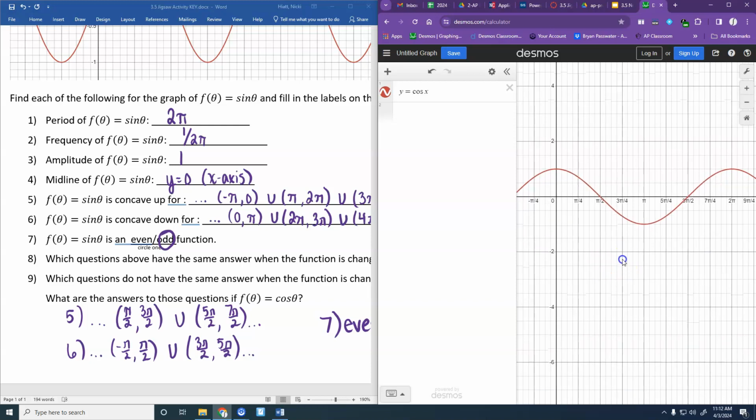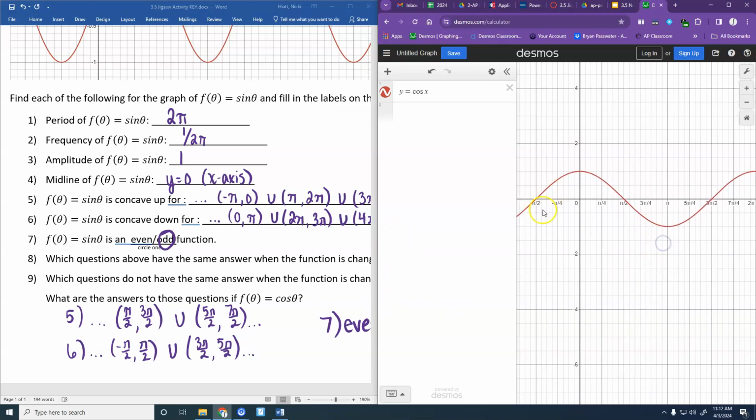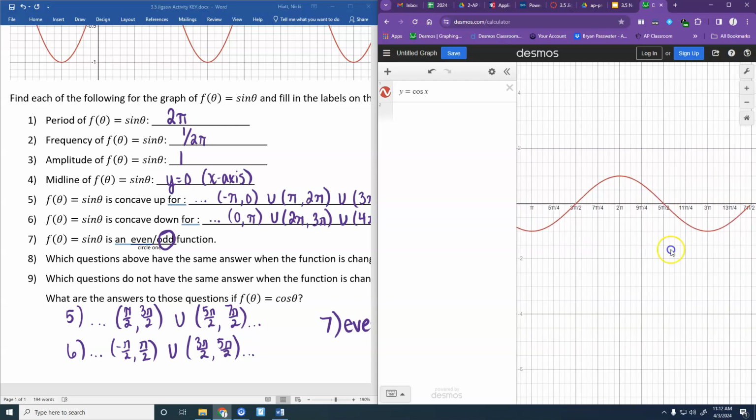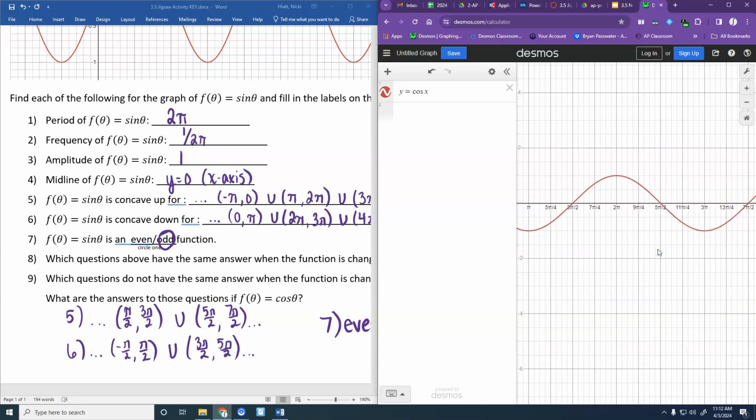And then for 6, it's the in-between. So negative pi over 2 to pi over 2, you're concave down, and then 3 pi over 2 to 5 pi over 2, and that continues on as well. The graph of cosine is just sine slid over to the left pi over 2. So you can see where you had pi to 2 pi, if you just subtracted pi over 2 from both of those, this is what you would get for your concavity.